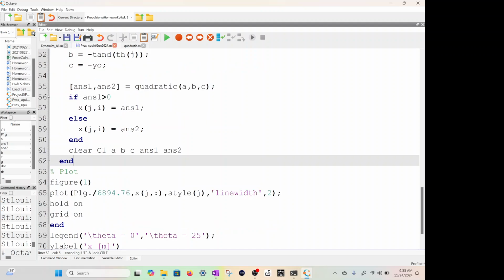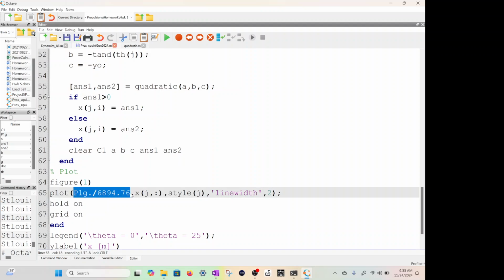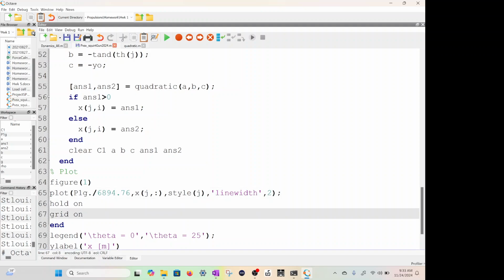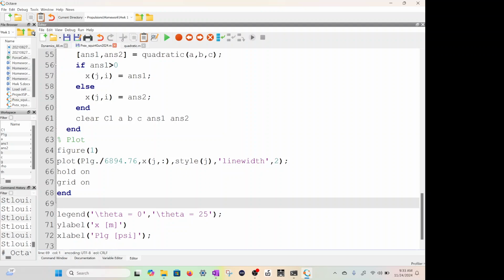Let's see, we plot P1 gauge. I wanted to plot it in PSI, and then I'm plotting the first row, or the rows of axes. These are my styles. That's that black or red, and then I did line width of 2. And I'm holding on, and I do a grid. So let me run it and show you. I'll just type return there.